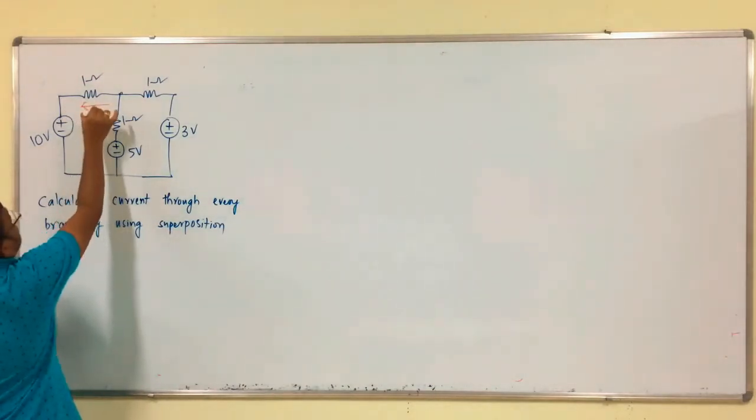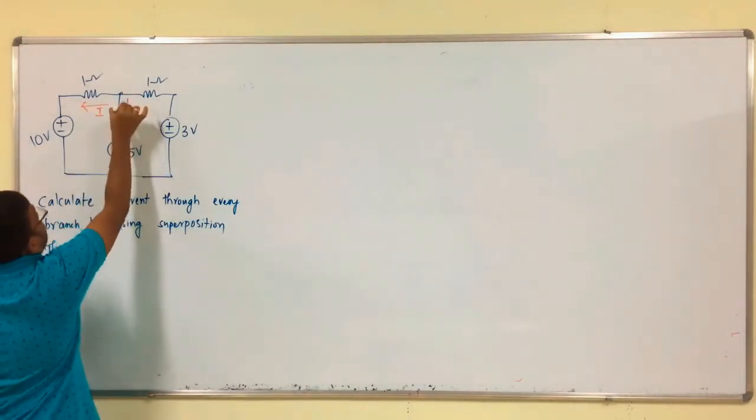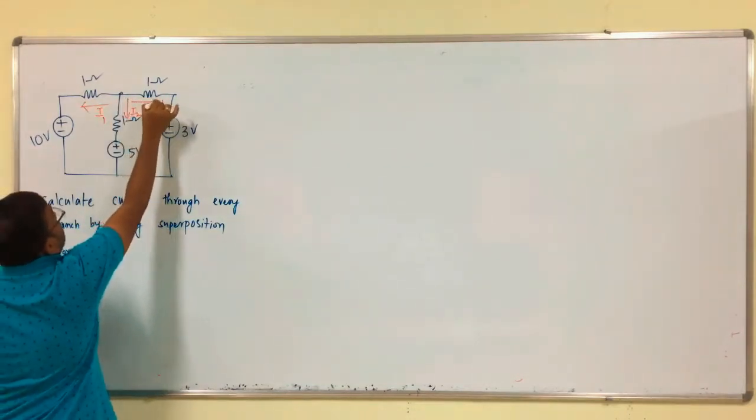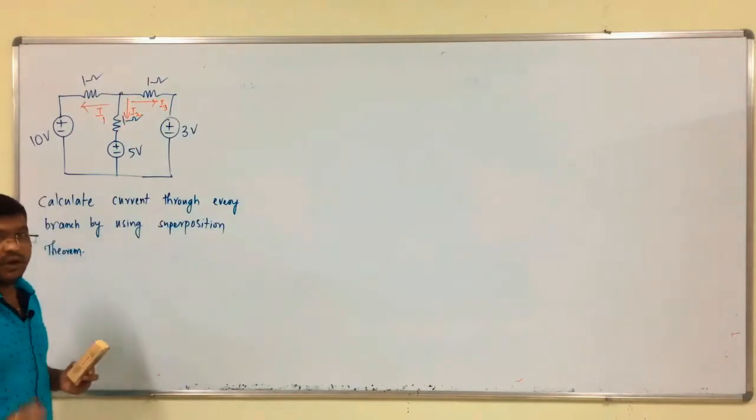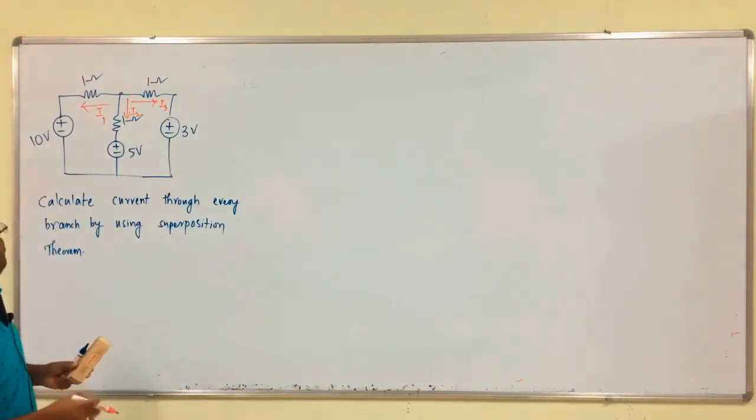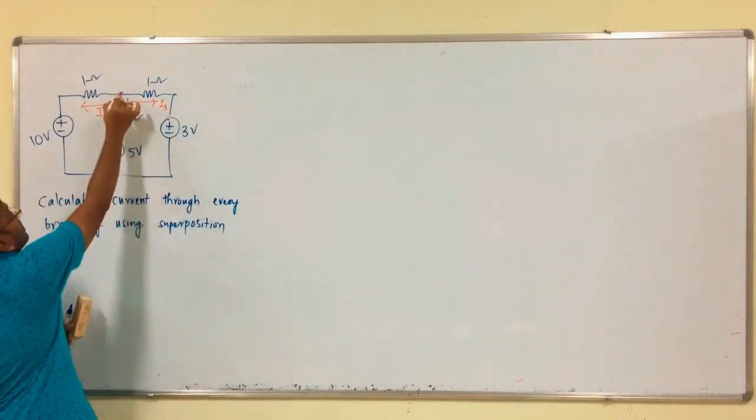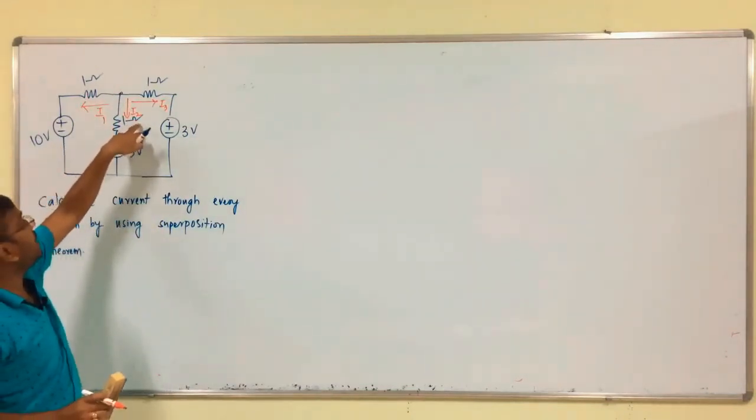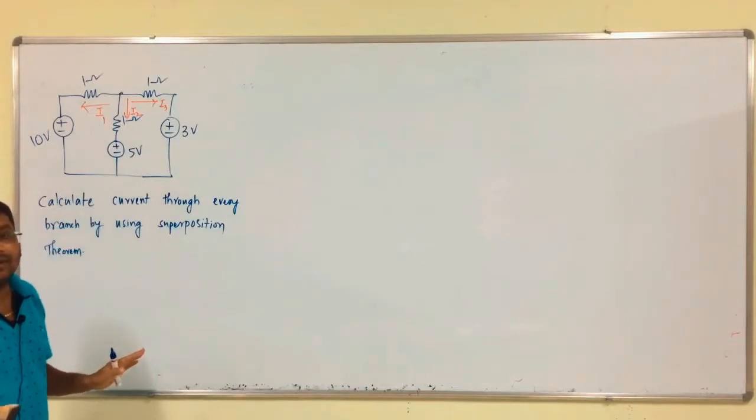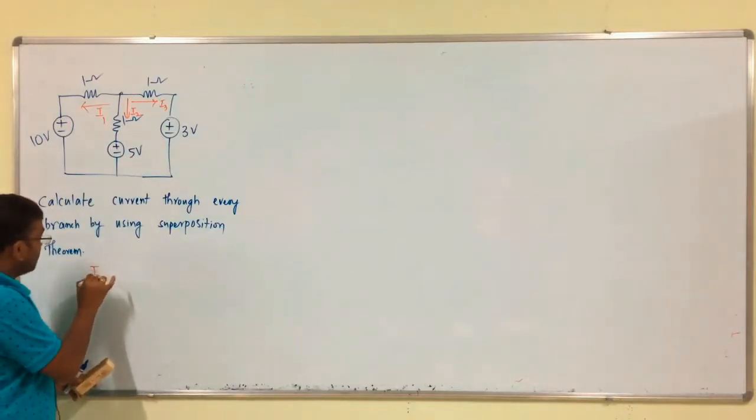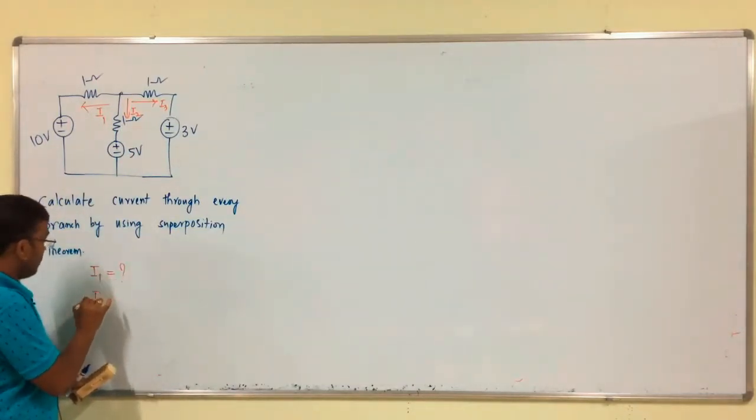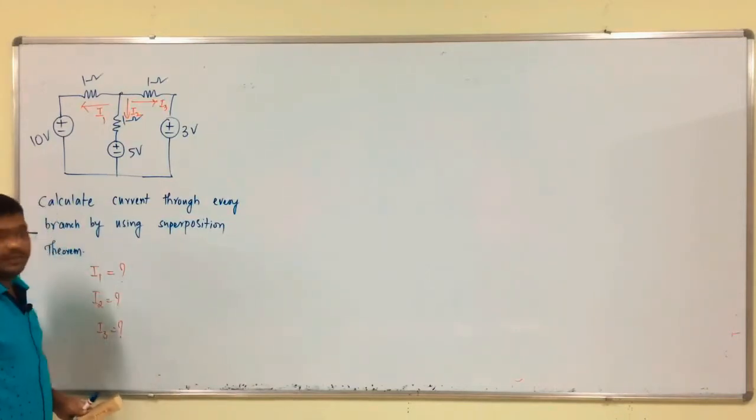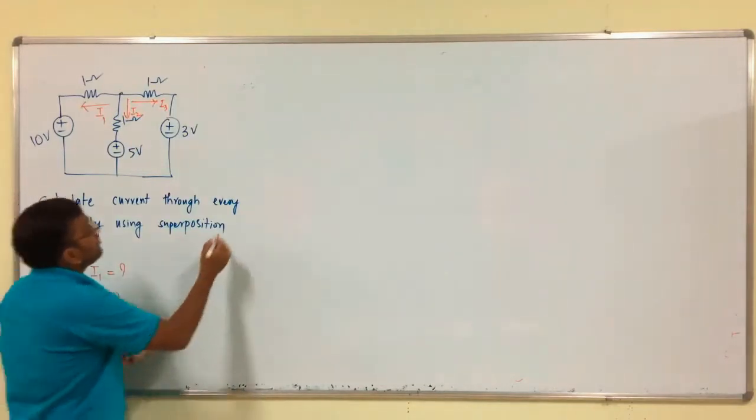The conventional currents are capital I1, I2, I3. This is my assumption, you all know that. All currents are leaving from this node. So we have to calculate capital I1, capital I2, capital I3. The required values of the circuit are I1, I2, I3. That is it.